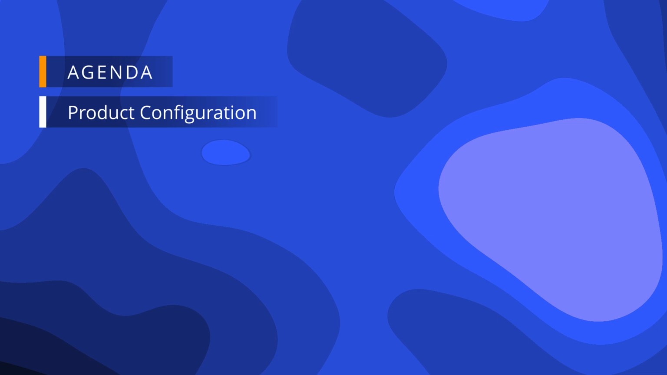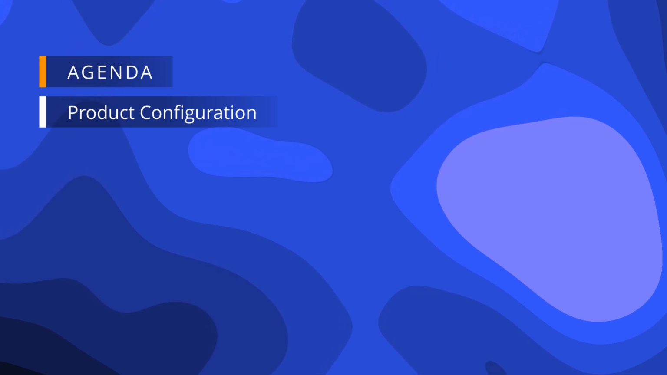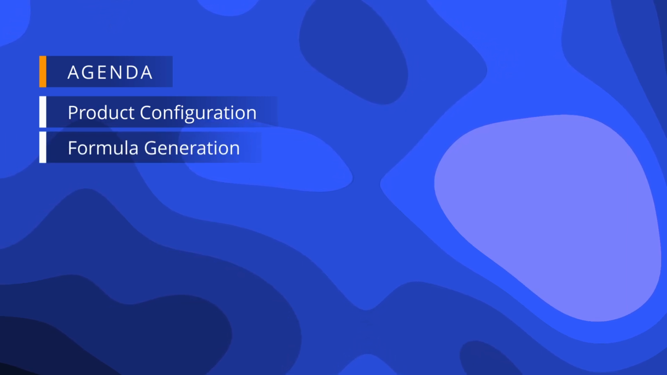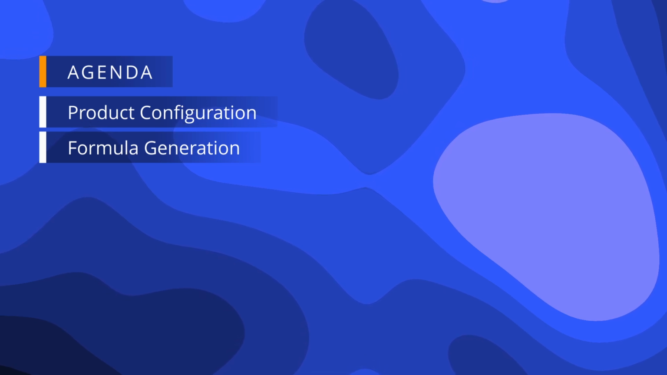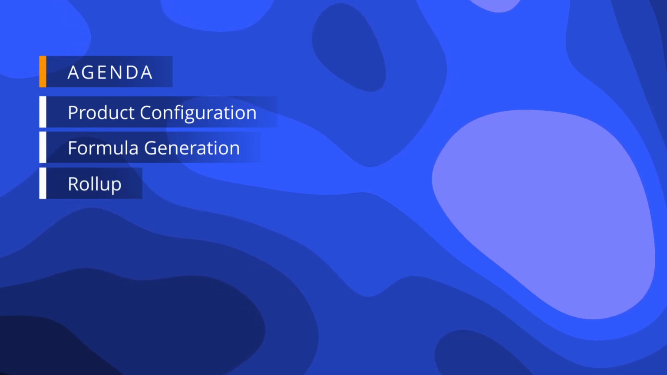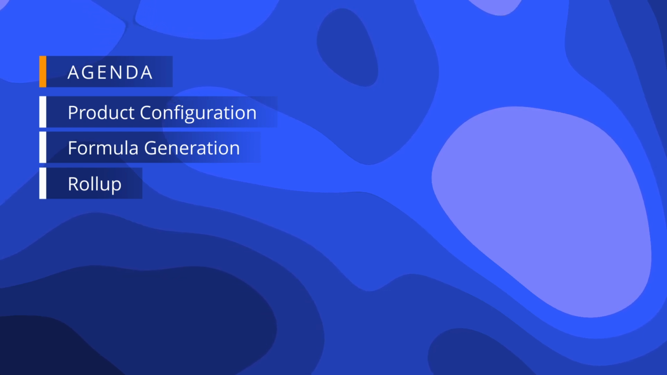Here's what we'll cover in this session. First, I'll show you how to tailor the cost structure to the unique characteristics of the product in a process called product configuration. With configuration out of the way, we're ready for a look under the hood at the inner workings of formula generation. This is a complex subject, but something you'll need to understand if you'll be designing and troubleshooting your cost structures. Then I'll show you how the selling prices are actually determined in a process we call roll-up.